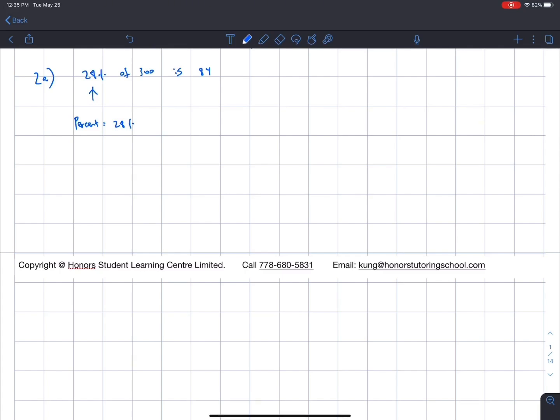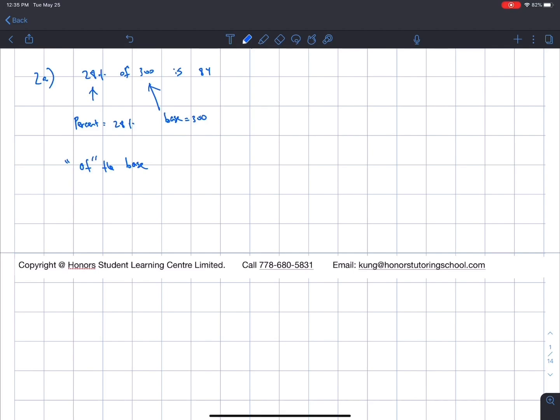The base is the whole thing. So it's always going to be of the whole thing, or the whole object, or the total. So it's always going to be of the base. That's why 300 is the base.